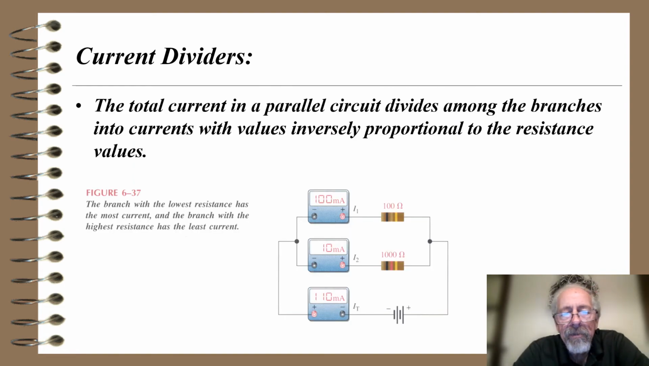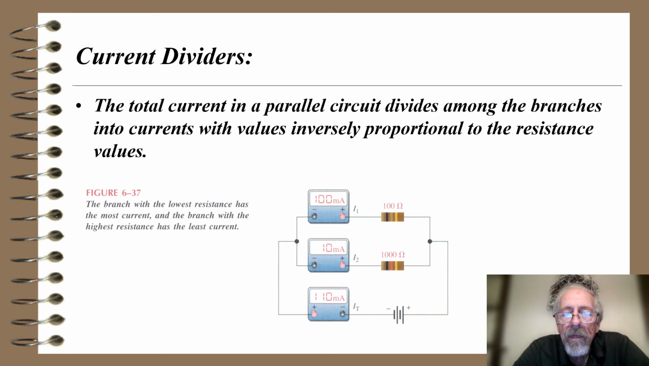Current dividers is the title of this slide. The total current in a parallel circuit divides among the branches into currents with values inversely proportional to the resistance values. In a series circuit, if I add more resistance, there would be more voltage drop. Here, it turns out the lower the resistance, the more the current.